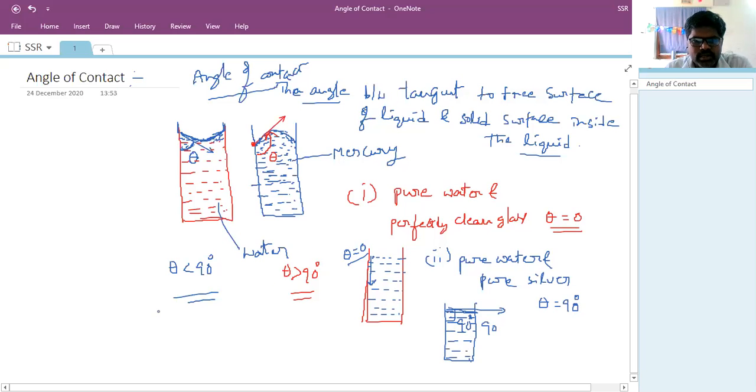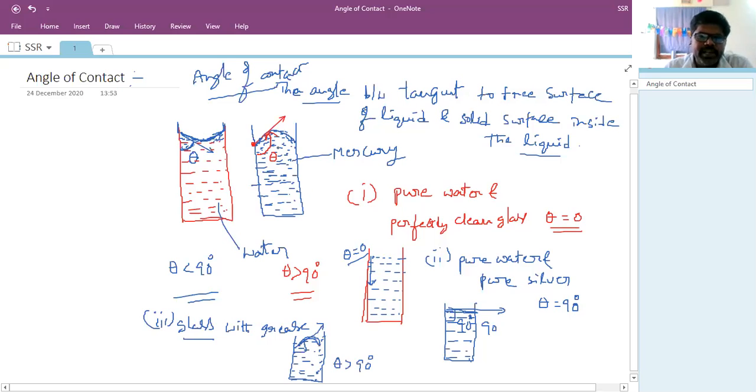Next, the third case: water and greased glass. There is a glass, and some grease is there on the sides of the glass. After that, inside I fill water. In that case, the water will be in a convex shape. Then the tangent will go like this, and the theta will be greater than 90.